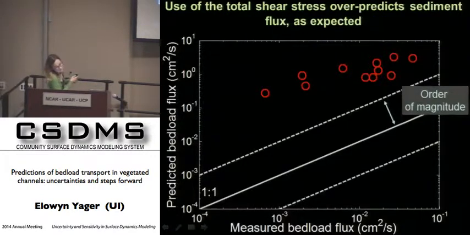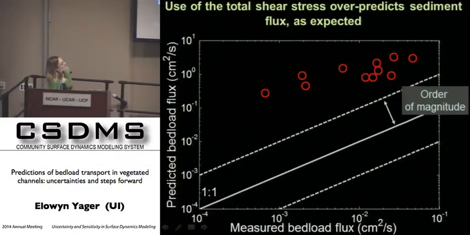So here I've plotted the predicted bed load flux on the y-axis versus the actual measured bed load flux on the x-axis. The one-to-one line between predicted and measured is shown here in the solid line. Getting to within an order of magnitude of the measured values is shown by the dashed lines. Normally, when you have a really large roughness, getting to within an order of magnitude of the measured values could be considered relatively good in bed load transport predictions, which isn't the best thing to be shooting for, but we're going to try to get within that order of magnitude.